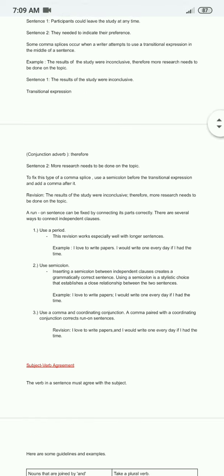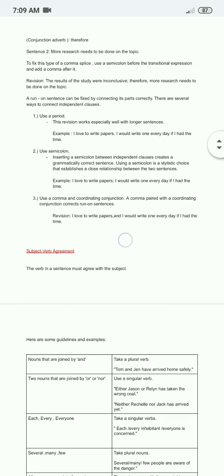Some comma splices occur when a writer attempts to use a transitional expression in the middle of a sentence. Example: The results of the study were inconclusive, therefore more research needs to be done on the topic. Sentence 1 here is: the results of the study were inconclusive. Transitional expression, conjunctive adverb: therefore. Sentence 2: more research needs to be done on the topic. To fix this type of comma splice, use a semicolon before the transitional expression and add a comma after it. Revision: The results of the study were inconclusive; therefore, more research needs to be done on the topic.